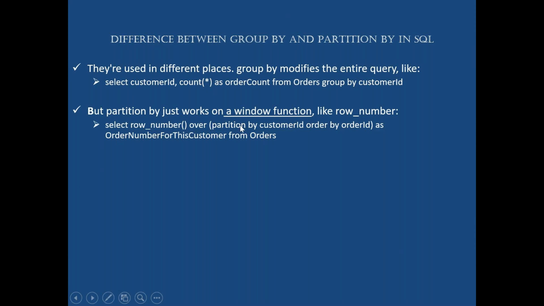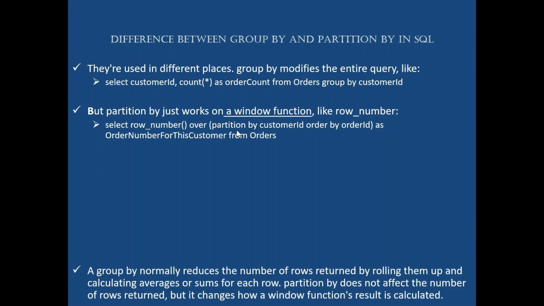Select row number over partition by customer ID, order by order ID. So here what happens is your entire data will come along with this partition result. What is row number, rank, dense rank, everything I will be explaining in some time. So don't worry. But at a high level, you understand group by we will be using after the table name, and partition by we will be using within the select statement.